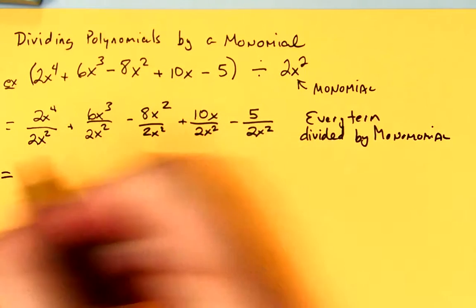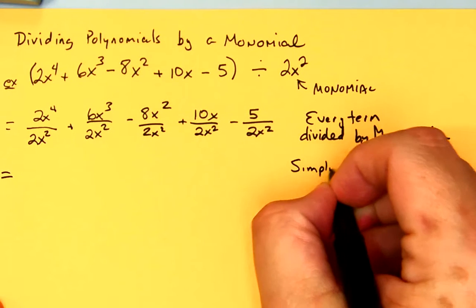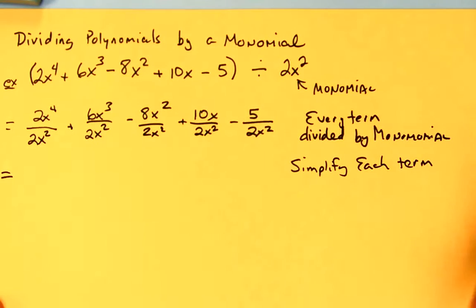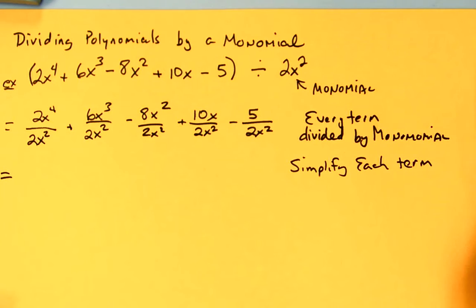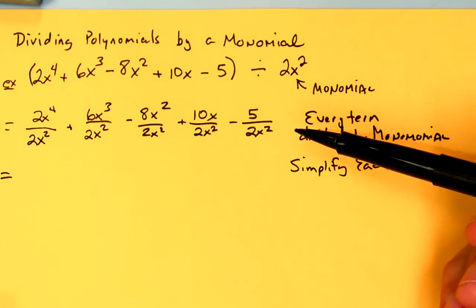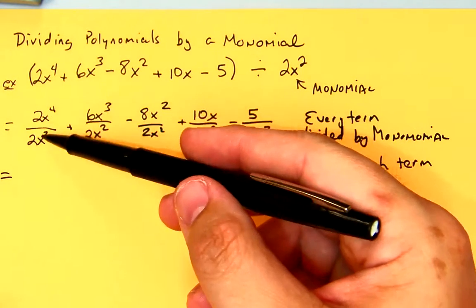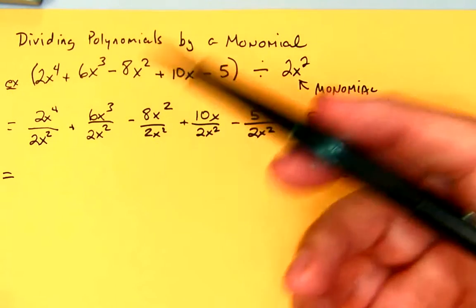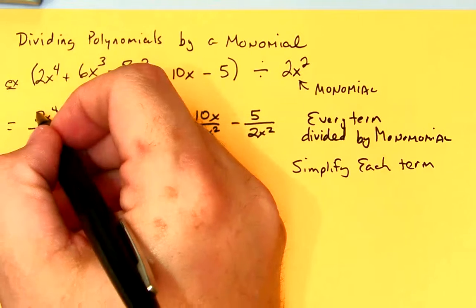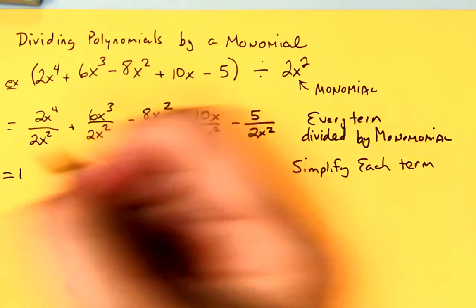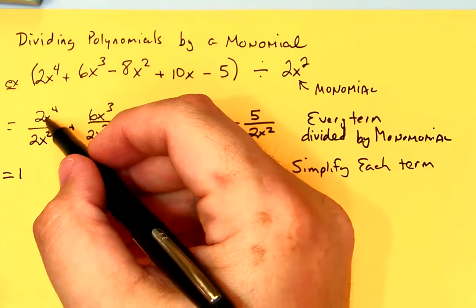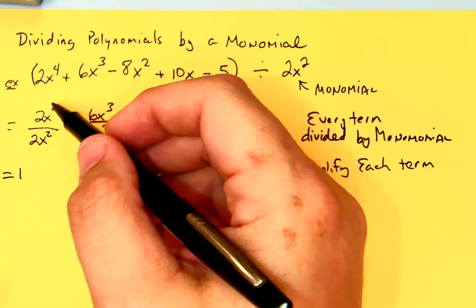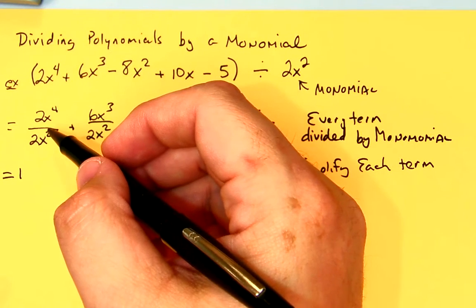And then the next step is to simplify each term using legal mathematics, as in divide out common factors, use your exponent properties, but you can also do the one thing that I talk about being top heavy, bottom heavy, that type of thing. 2 divides into 2 and you get 1. So you can put a 1 there, you don't have to. You have x to the fourth over x squared. You have 4 x's in the top, 2 in the bottom. You can do 4 minus 2 and get 2.